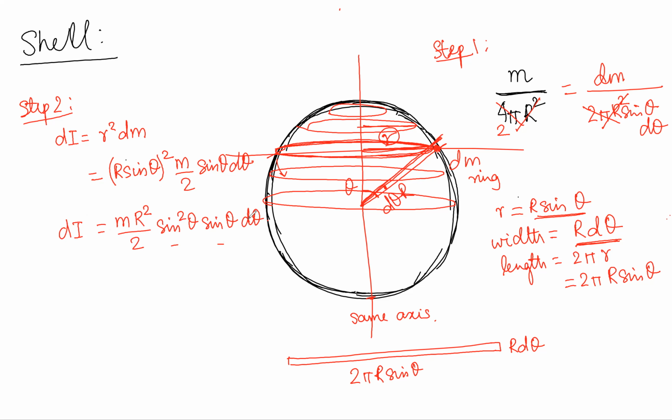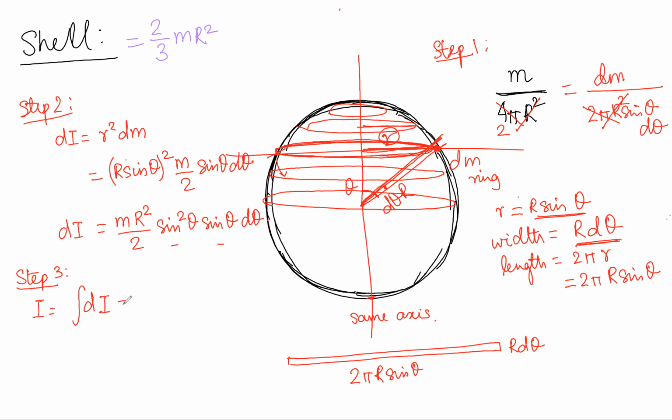Before I proceed from here, let's give you an idea of what you are going to get as the answer. The answer is going to be 2 by 3 m r square. ठीक है, तो अपना आंसर इतना आने वाला है. अब इसको सॉल्व करते हैं. What is step 3? Step 3 is to perform an integration. So we will write I is equal to integration of dI.